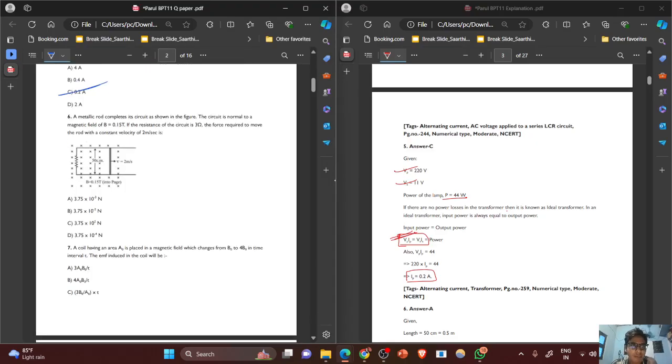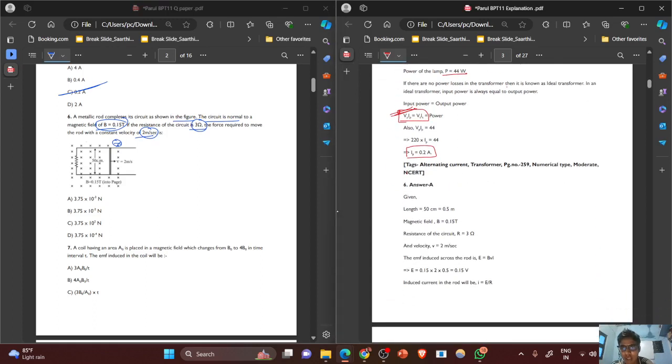Now moving ahead, a metallic rod completes its circuit as shown in the figure. The magnetic field is normal to the plane. Resistance is given. The force required to move it at the given velocity is asked. It's a simple question. Resistance, velocity and magnetic field are given. You just need to calculate the current. Once you calculate the current, you will get the value of force.